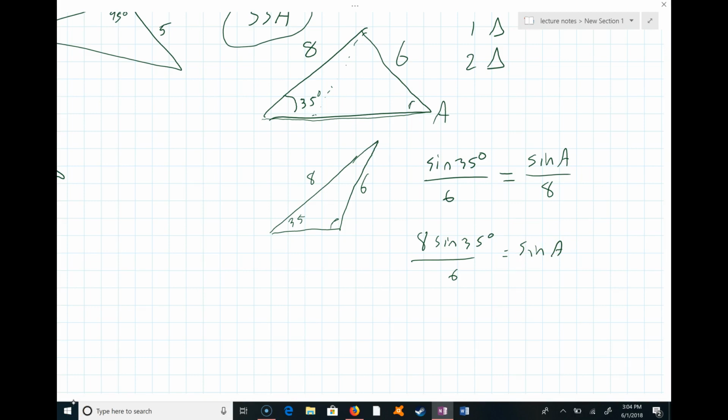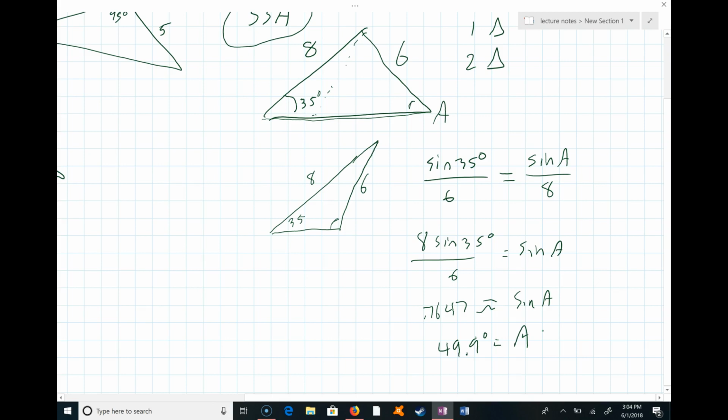And we put that in our calculator, so 8 times sine of 35. Make sure you're in degree mode because you're talking about degrees here. And divided by 6. And I get approximately 0.7647, etc., equal to sine A. And then to solve for A, I just take inverse sine. So I'm going to leave this in my calculator, and I'm going to do second sine, second negative, and I end up with 49.9 degrees is equal to A. Okay?